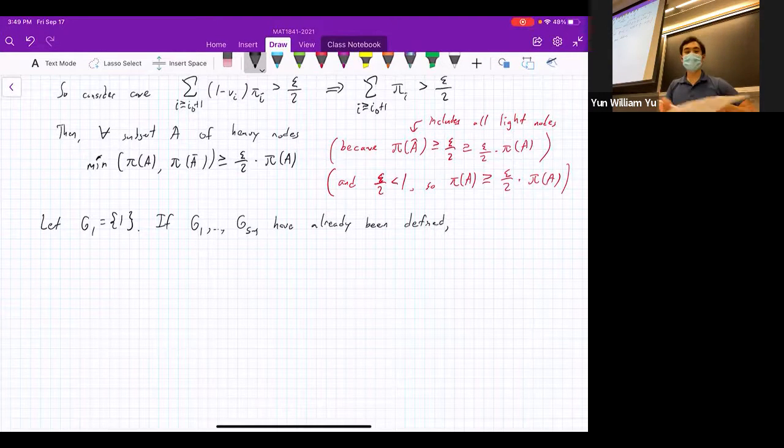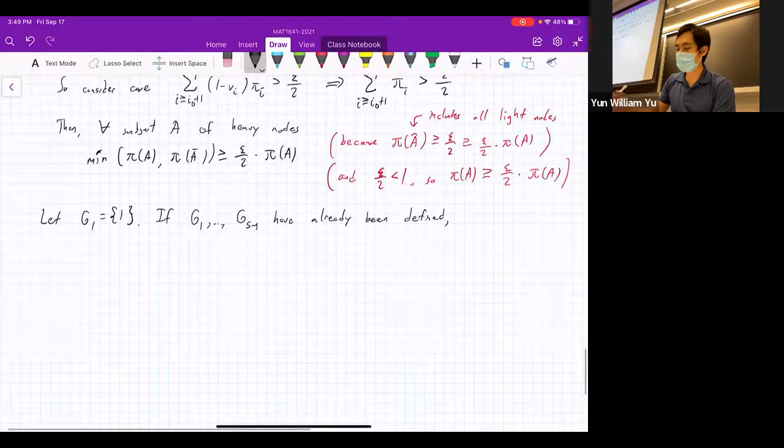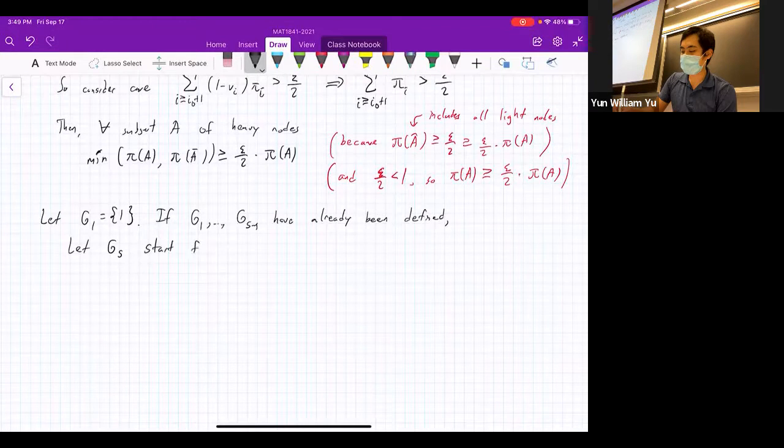We're going to define the next one here as g of s. Let's give it a starting point and an ending point. Start from k, which is the end of g sub s minus 1, plus 1. Okay, so just the next node. So that's unsurprising.